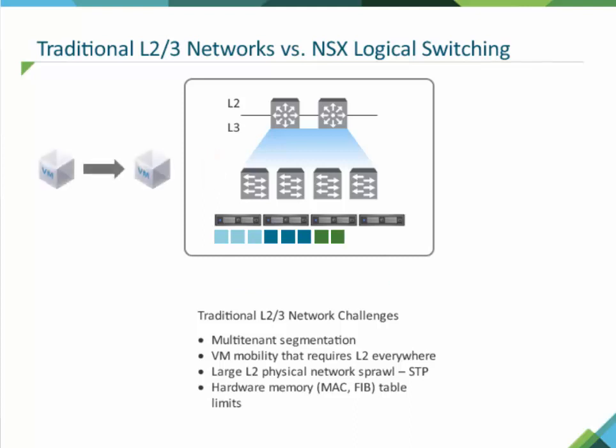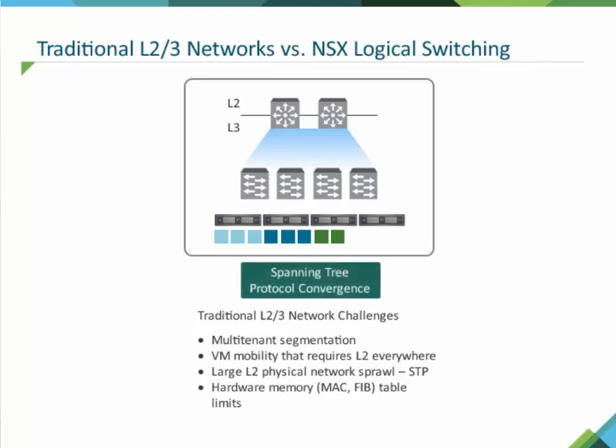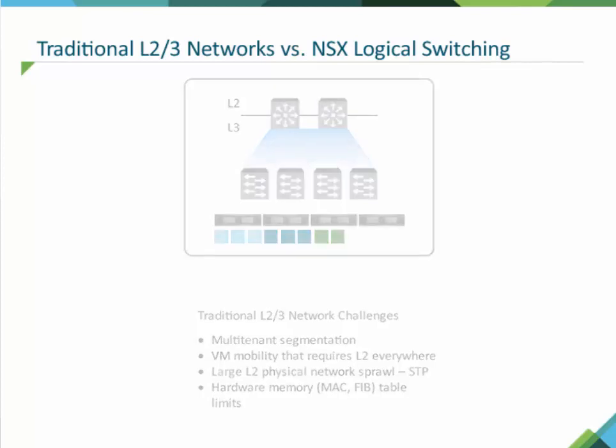Traditionally, for a virtual machine to migrate, it requires that you build huge Layer 2 network domains. In a large Layer 2 network, spanning tree protocol convergence can take long and is hard to manage. The requirement of Layer 2 everywhere is difficult to accomplish.